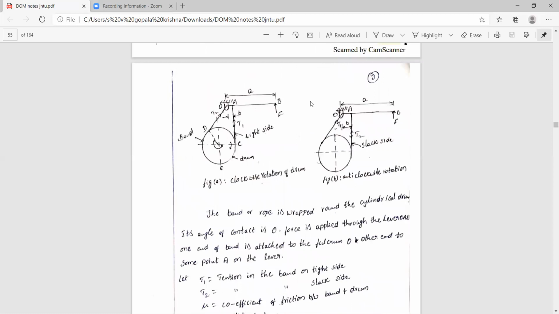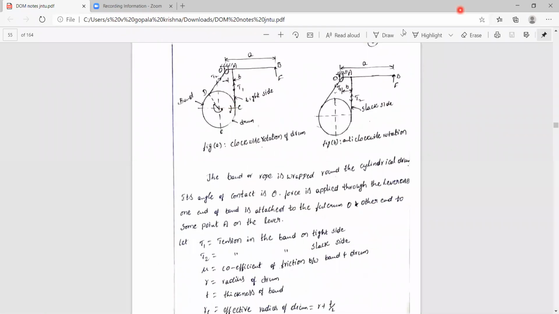Observe the distances: from point B to O the distance is a, and from O to capital A the distance is small b. T1 is the tight side and T2 is the slack side. When the drum is rotating in the clockwise direction, this side acts as the tight side and this one is the slack side.